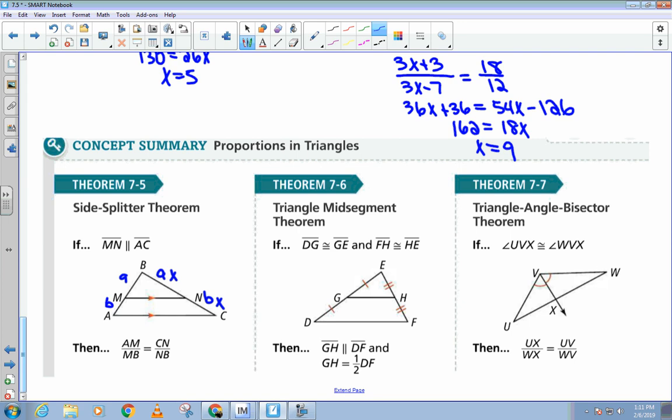The triangle mid-segment theorem connects the midpoints of two sides of the triangle. It's parallel to the third side. And let's say this right here, if GH was 15, what's DF? 30, right? And if you have an angle bisector in a triangle, it breaks the opposite side into a ratio that is the same as the other two sides.